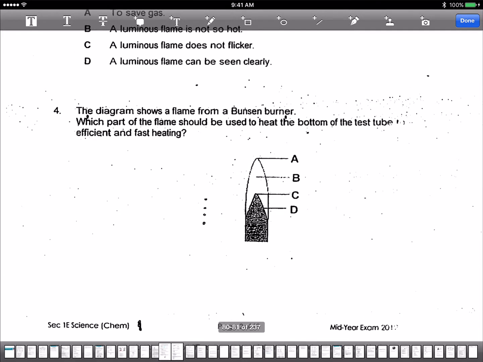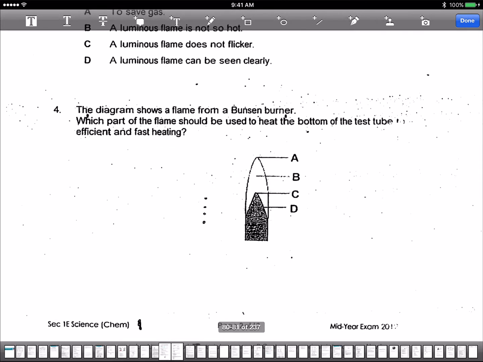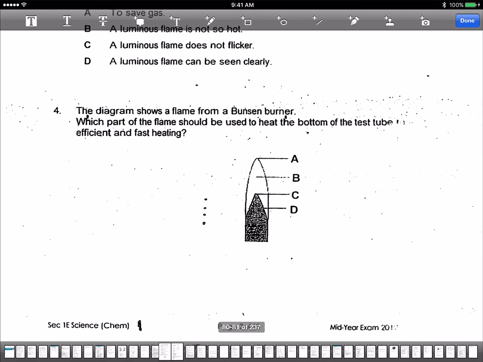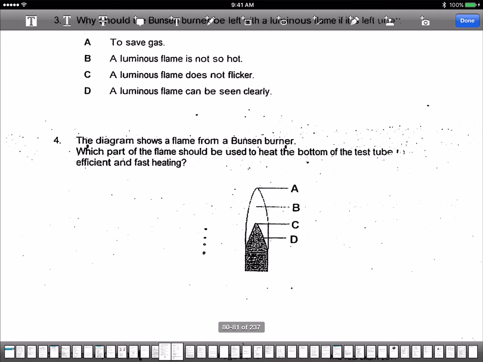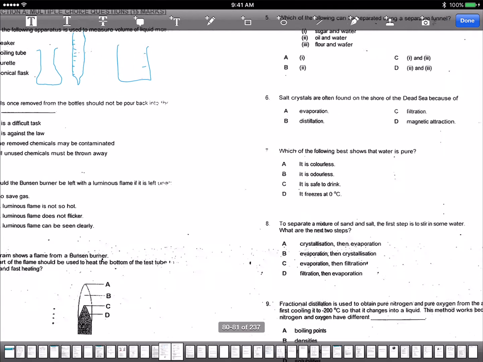Okay, next one, 4. We have a Bunsen burner. Which part should be used to heat the bottom the fastest? Is it A, B, C or D? C. Yeah, you can use C. Right. Next one.